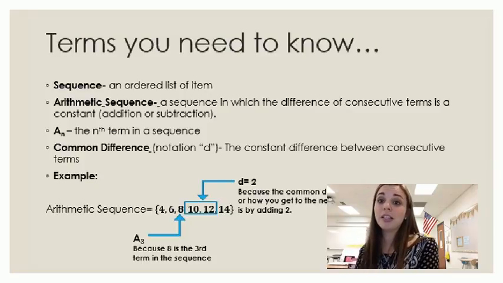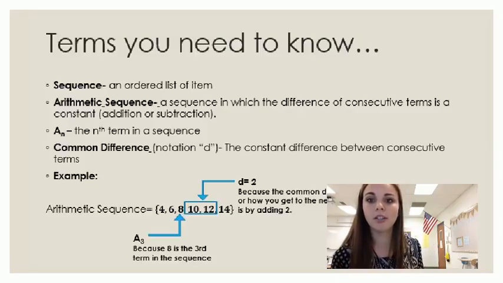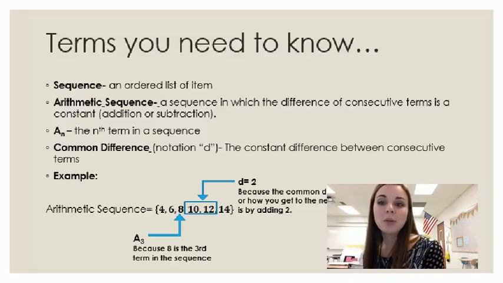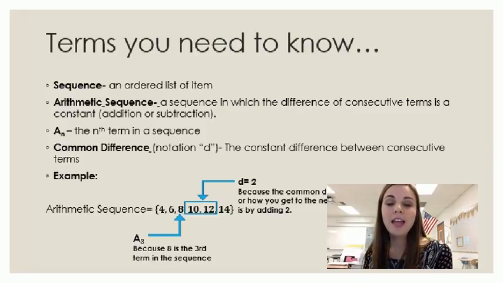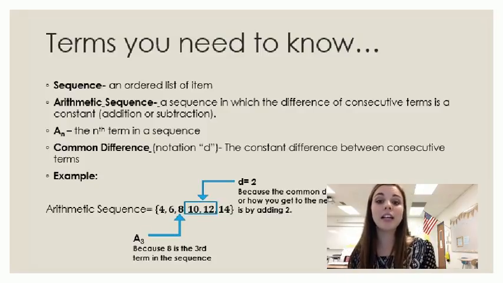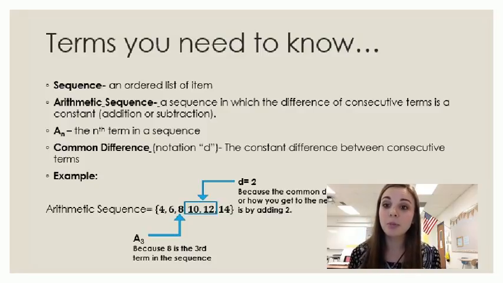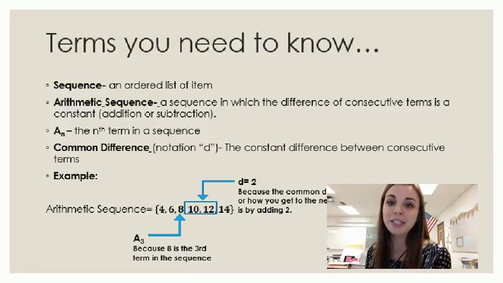get through this unit. So the first term is a sequence. That's an ordered list of items. An arithmetic sequence is a sequence in which the difference of consecutive terms is a constant, meaning addition or subtraction. A sub n, you're going to hear me say that a lot. That means the nth term in the sequence. And the common difference, and you'll hear us call that D, is the constant difference between the consecutive terms. If you need to pause the video to copy down these definitions, please do so now.